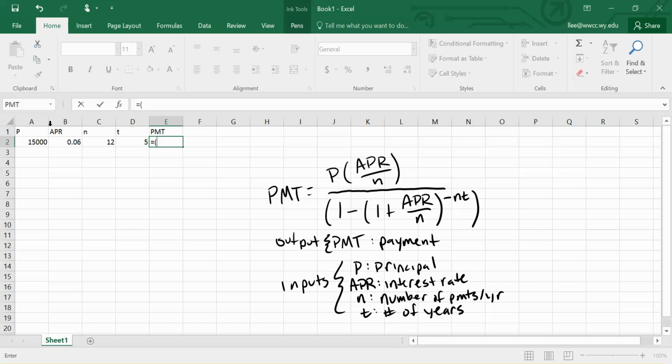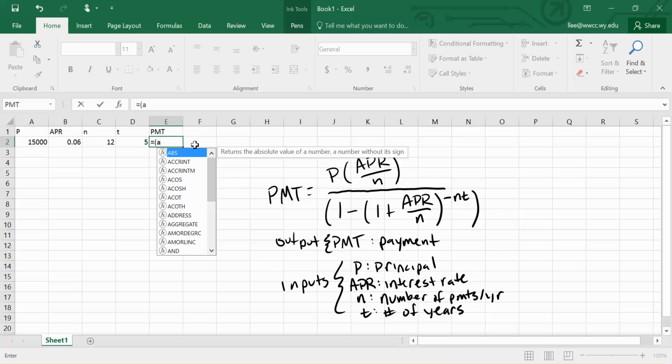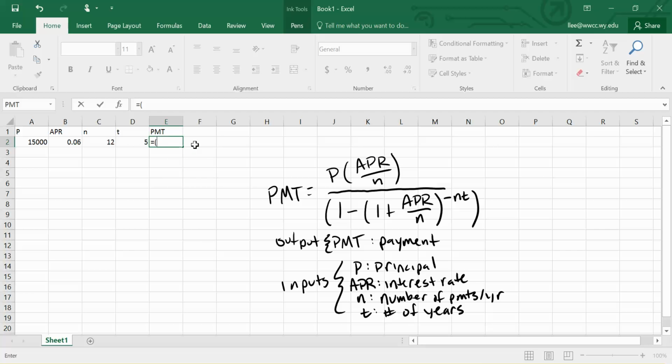Now, we could type 15,000 in for P, but you're going to encounter quite a few problems. Build one formula and enable it to where you could switch all of these values, and it will instantly change the calculation for you. So our principal is A2.